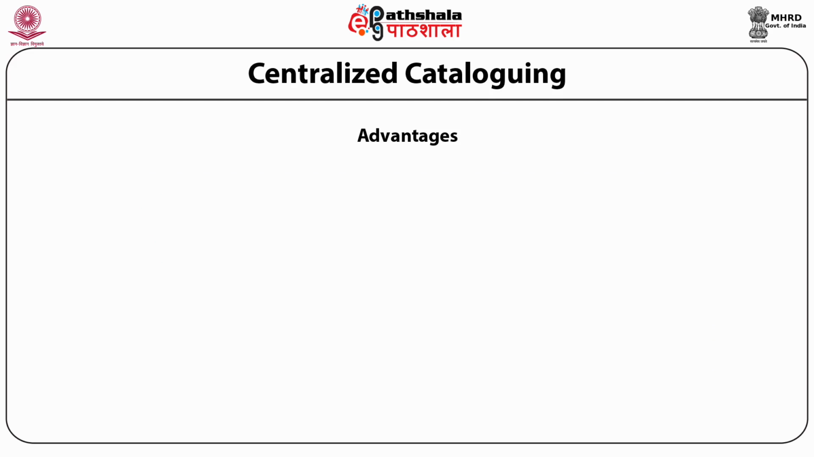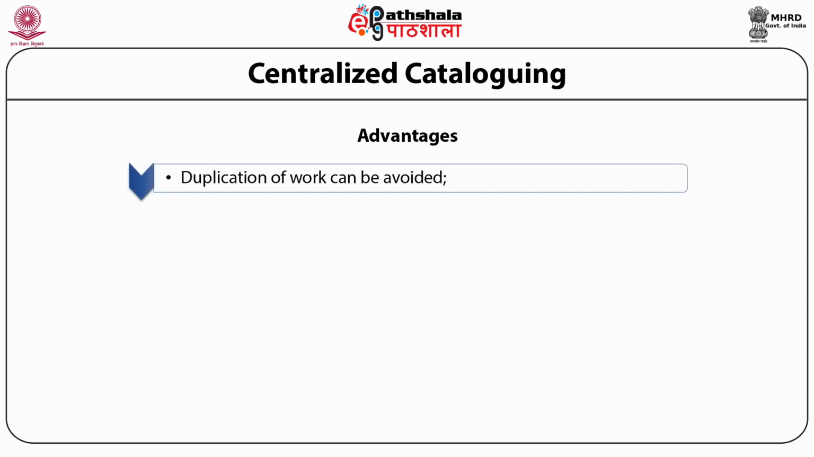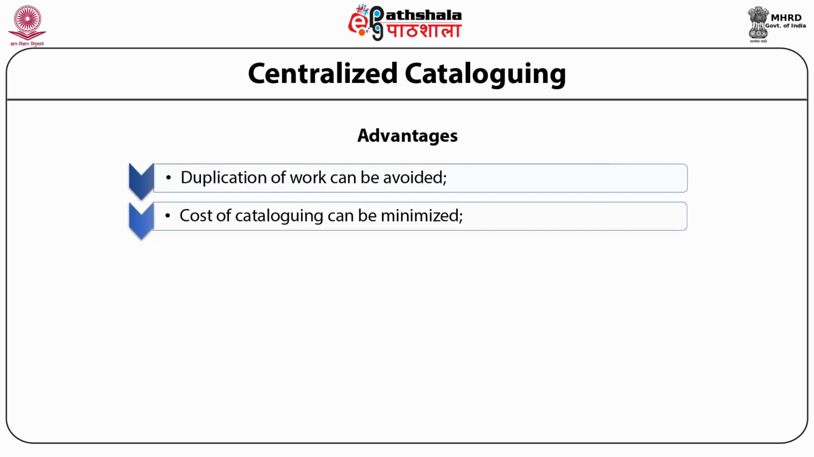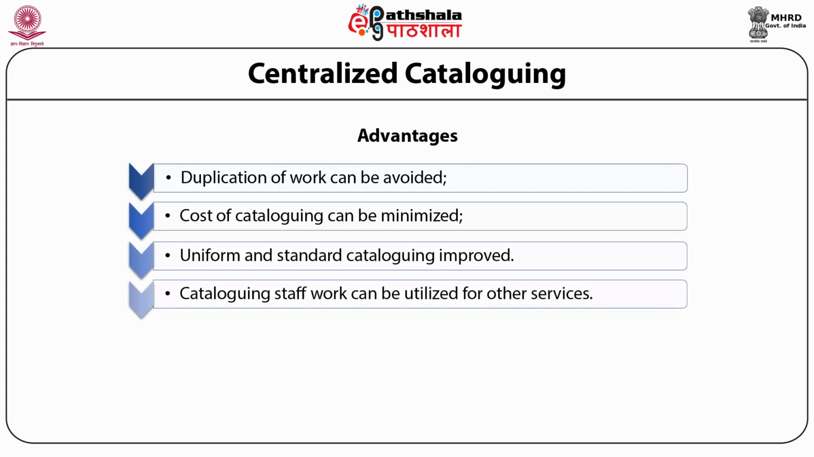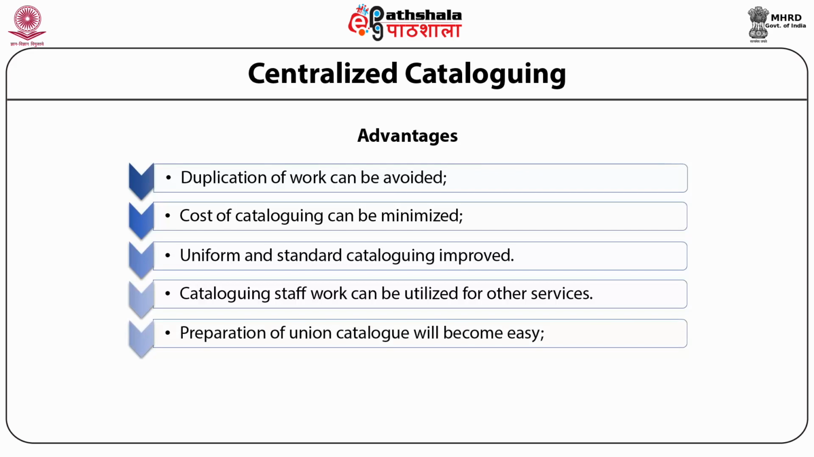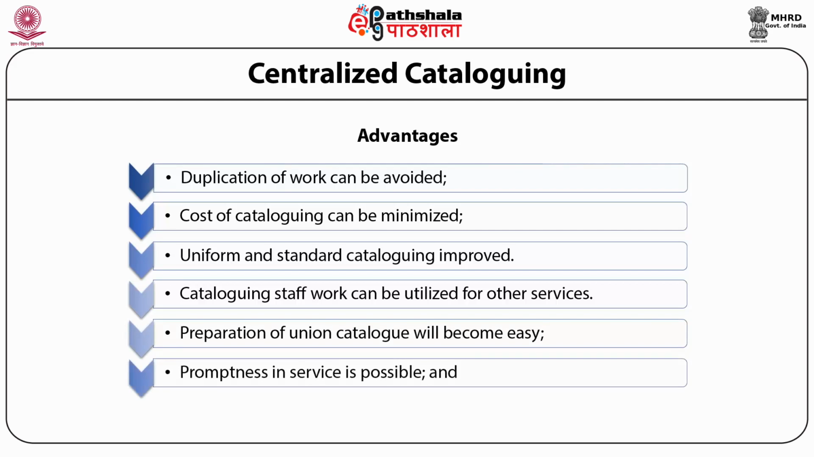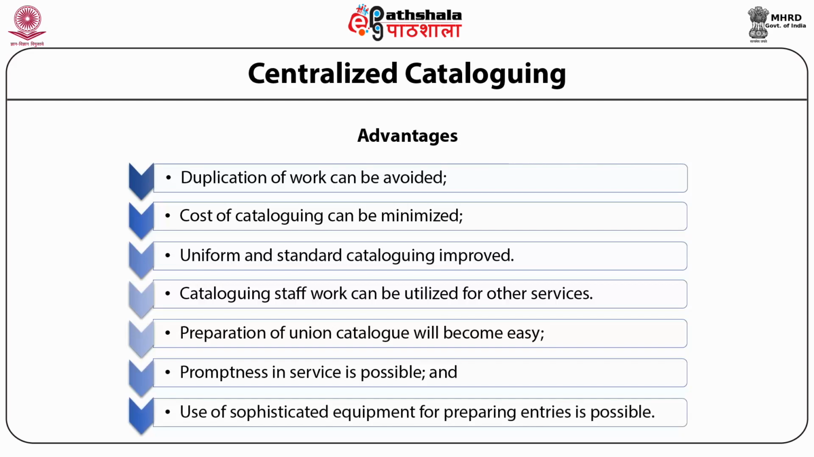Advantages of centralized cataloging. There are some advantages of centralized cataloging. They are as follows. First, duplication of work can be avoided. Second, cost of cataloging can be minimized. Third, uniform and standard cataloging improves the cataloging work. Fourth, cataloging staff work can be utilized for other services. Fifth, preparation of union catalog will become easy. Sixth, promptness in service is possible. And seventh, use of sophisticated equipment for preparing entries is possible, which is not possible for individual libraries.